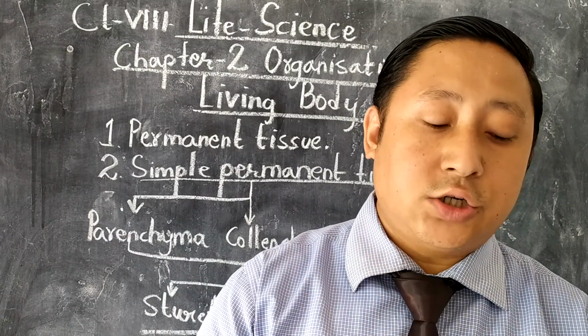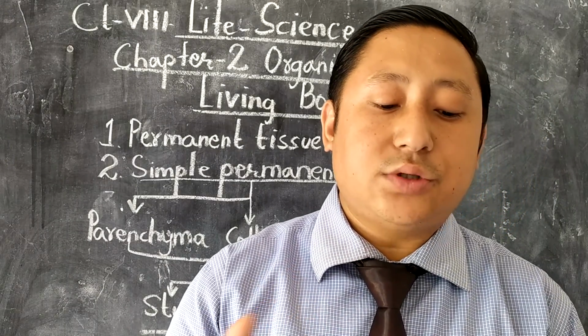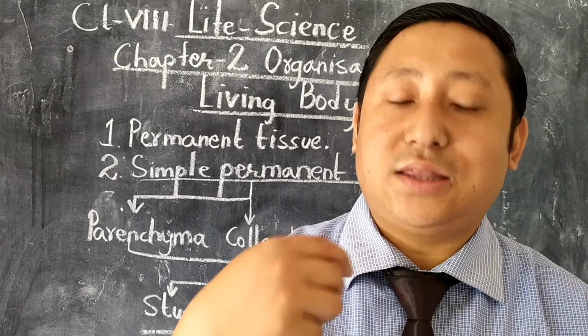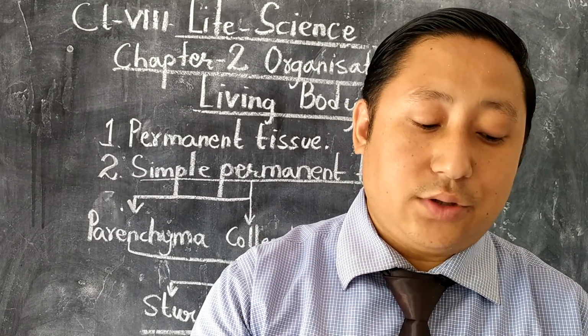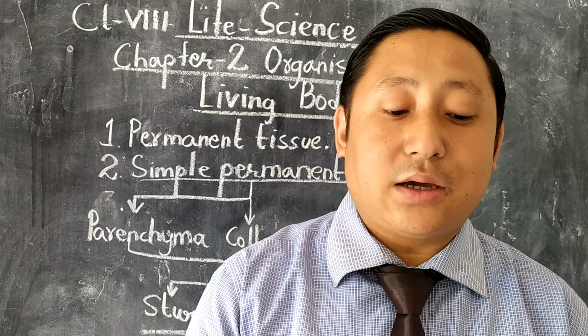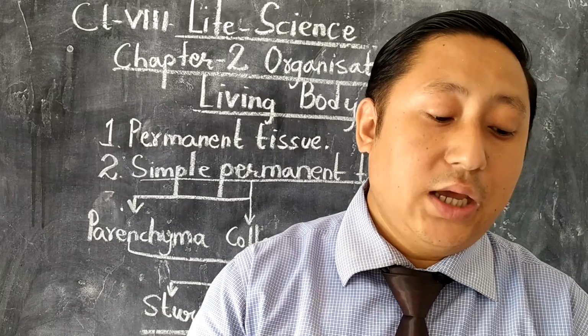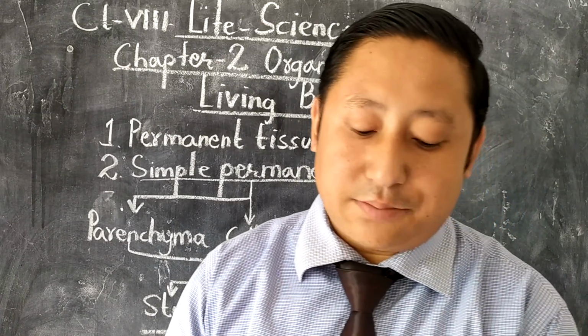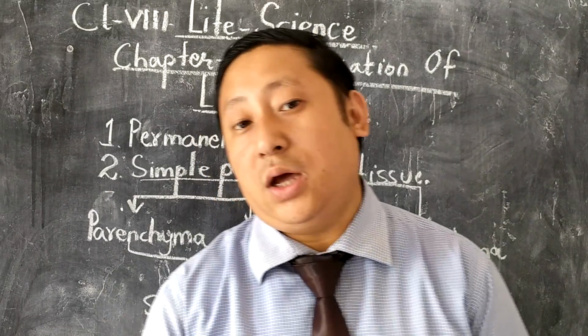Now let's go to the function. Due to the presence of heavy thick walls, already I have said to you that it is very thick and it is very heavy also, yes or no? So Sclerenchyma is the most effective mechanical tissue of the plant. It gives strength and rigidity to the different parts or organs. That means it also gives some kind of support to the plant.